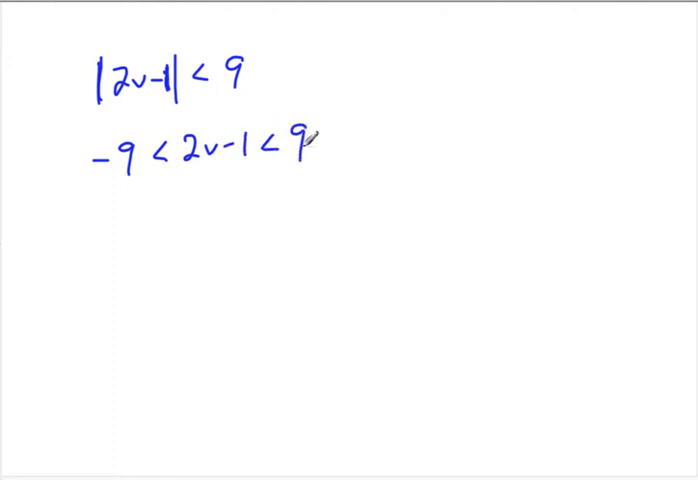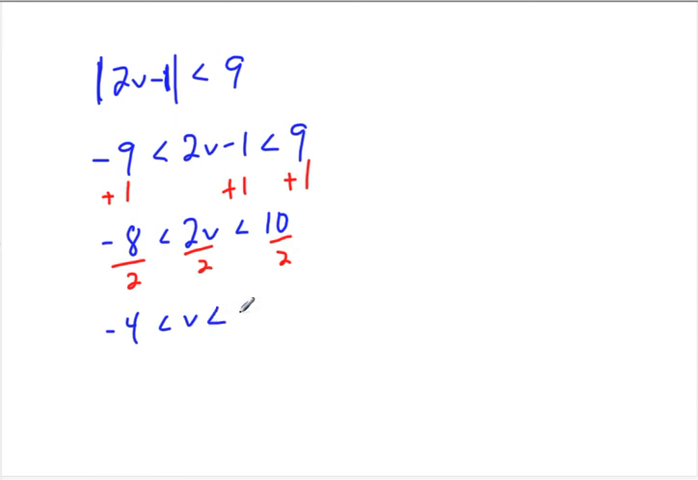So when it's an AND statement, we can solve it all at the same time, which is nice, a little easier. So we add 1 to all 3 parts. So now we have negative 8 is less than 2v, is less than 10. Let's divide everything by 2, and we get negative 4 is less than v, which is less than 5. And to graph that, remember, it is an AND statement, so everything needs to be correct. So we have a negative 4, a 5, and these are open circles this time, and we shade in between.